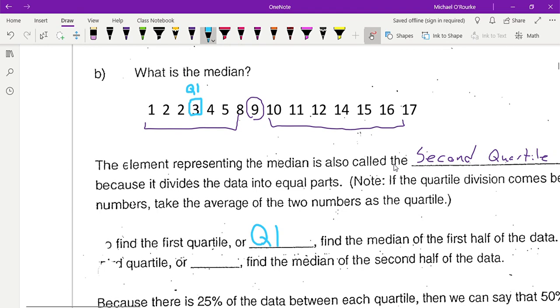Now, could you make a logical guess of what Q3 would be? And also the median of what? If Q1 was the median of the first half, Q3 is going to be the median of the second half. And Miles, you're right, it is 14.